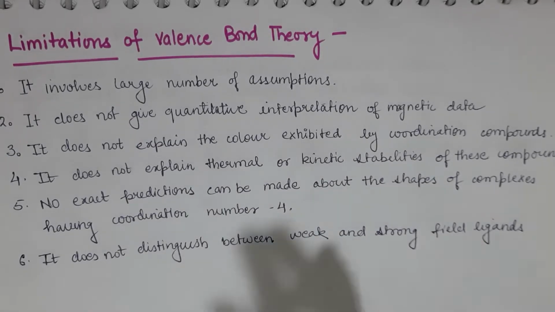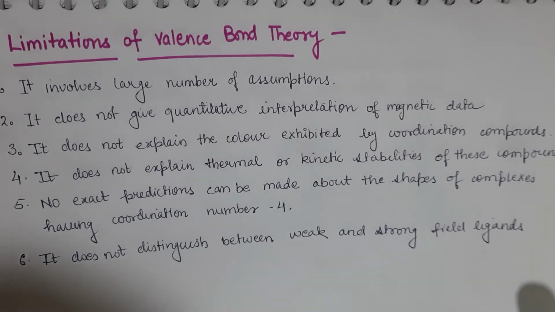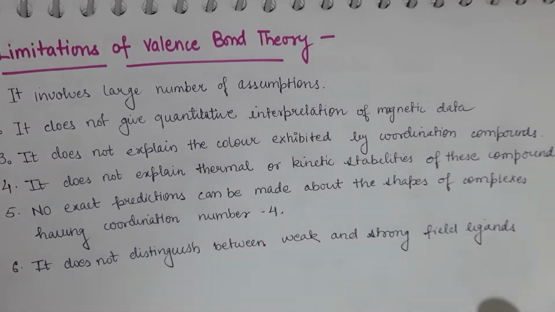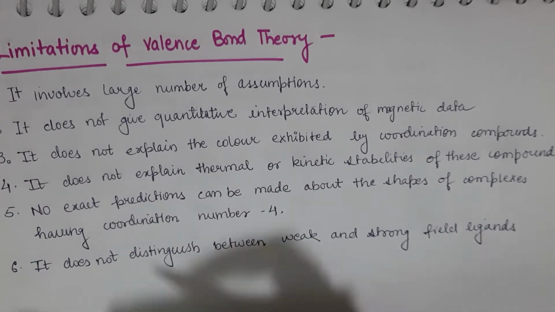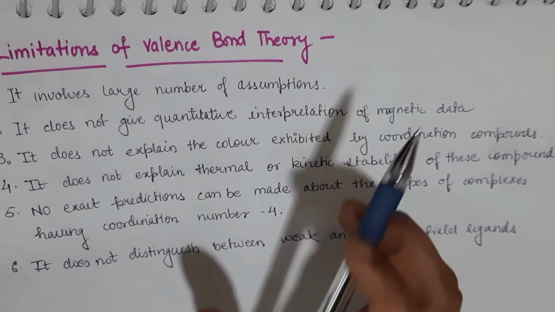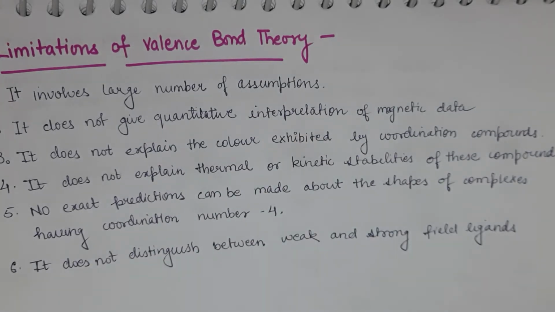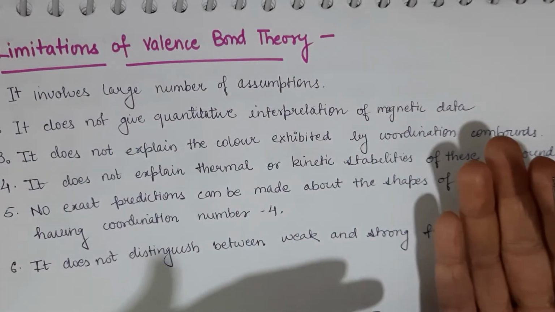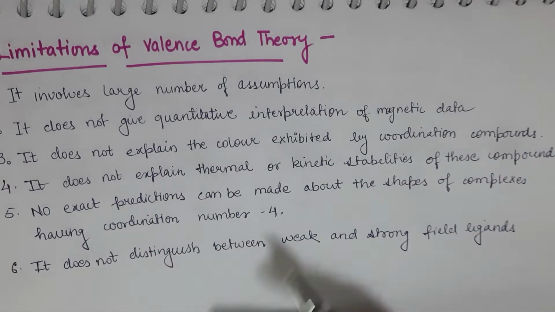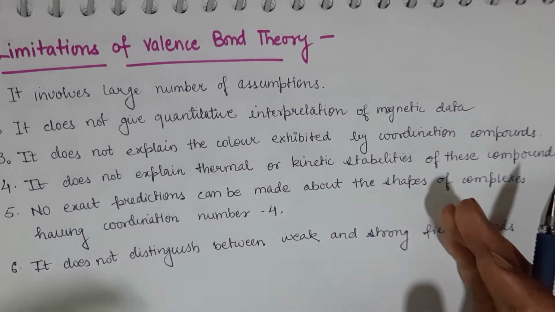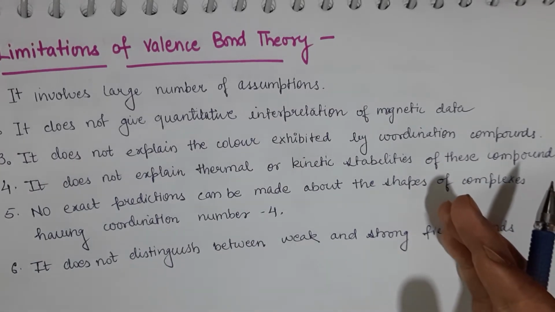Now let's discuss some limitations of valence bond theory. Here I have pointed out 6 limitations. You can take a screenshot from here, or just let us understand all the 6 points. It involves a large number of assumptions, as we had seen. We had no particular logic behind why the carbon, nitrogen or phosphorus ligands are strong in nature, or why some ligands are weak in nature. We also have to assume that it's a point charge. These are all assumptions we are taking.